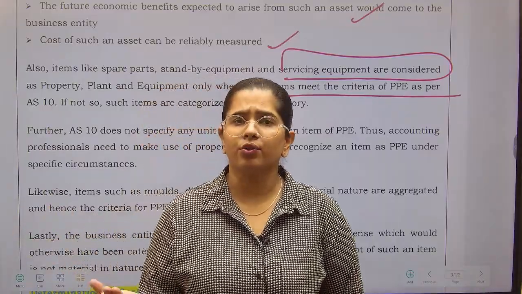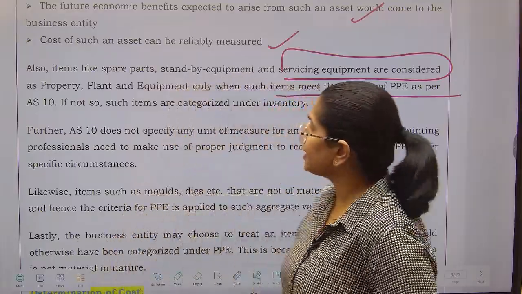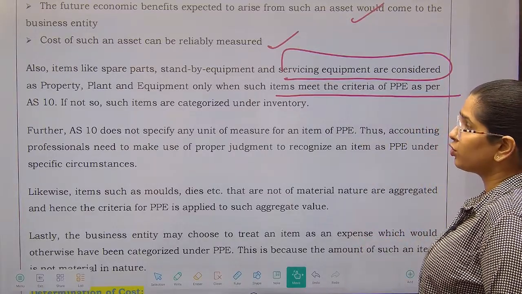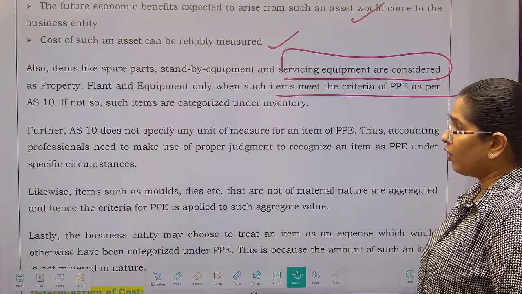So what am I going to do? I am going to just take them to the inventory. Further, AS 10 does not specify any unit of measure. Thus, accounting professionals need to use proper judgment to recognize the property, plant and equipment.